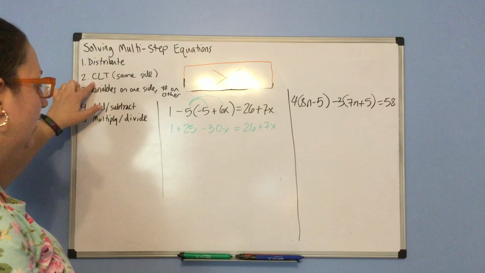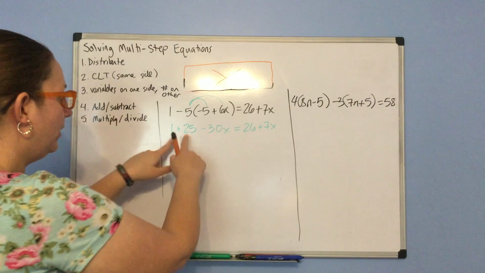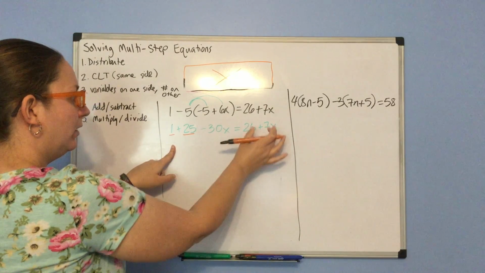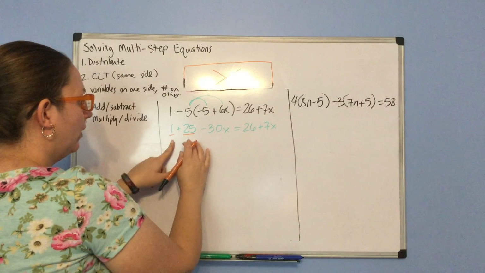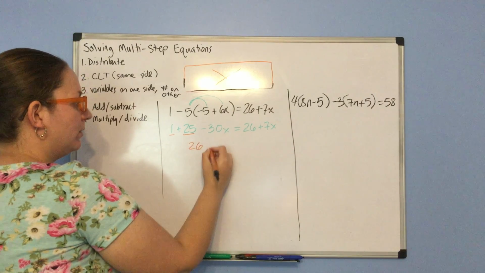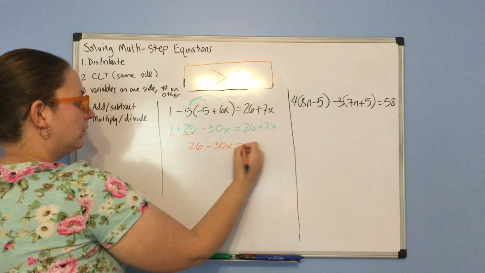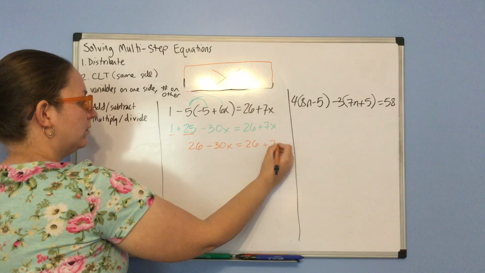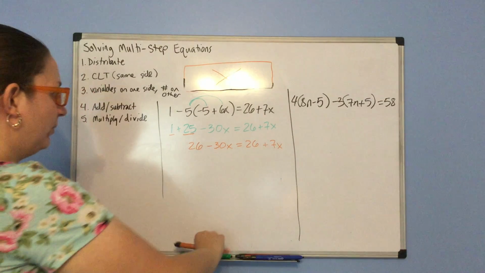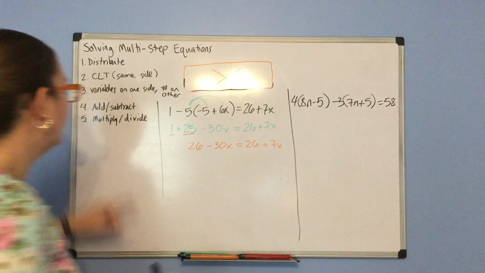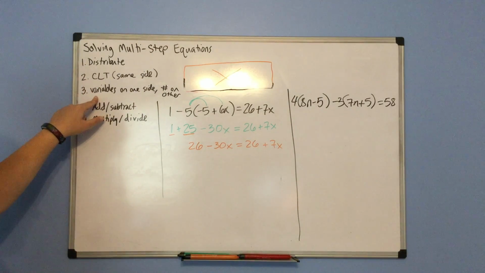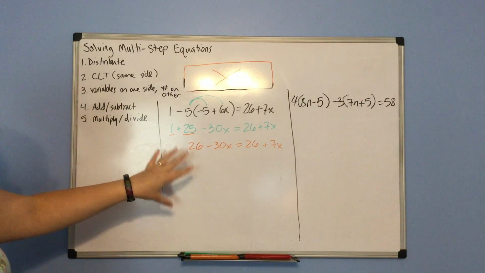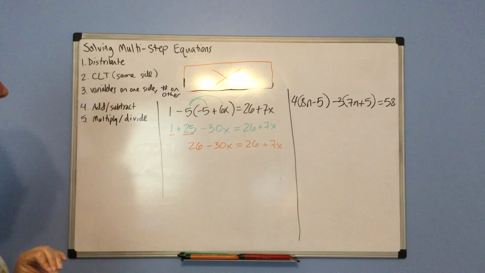Now let's look for same side like terms. These can be combined over here. Nothing can be combined here. 1 plus 25 is 26. From here, we want variable stuff on one side, number stuff on the other. I usually like to move variable things first, but you can do this in a different order as long as you do all your math correct.